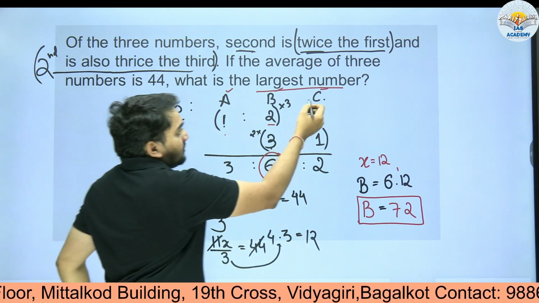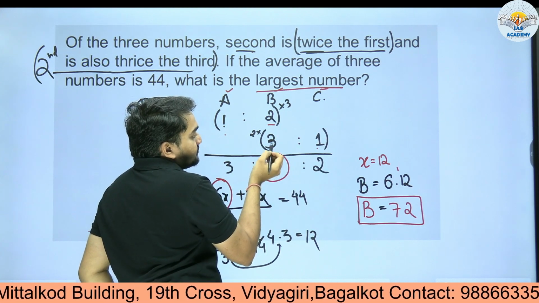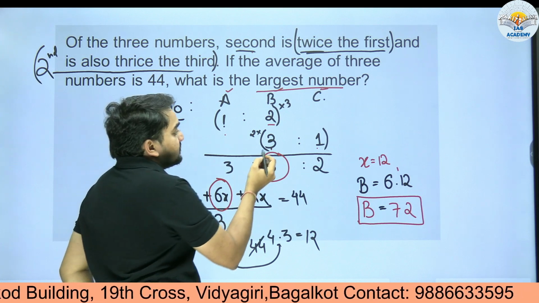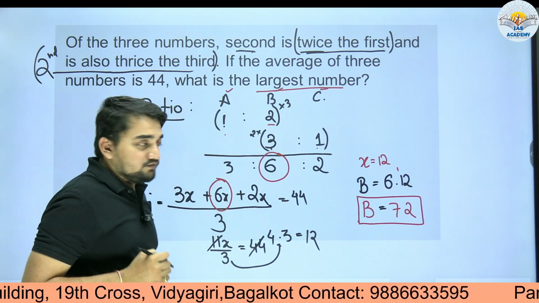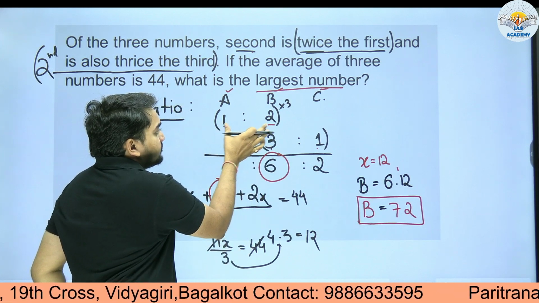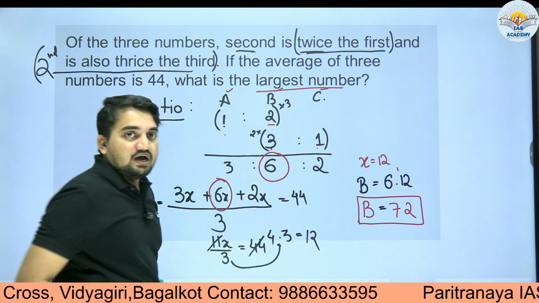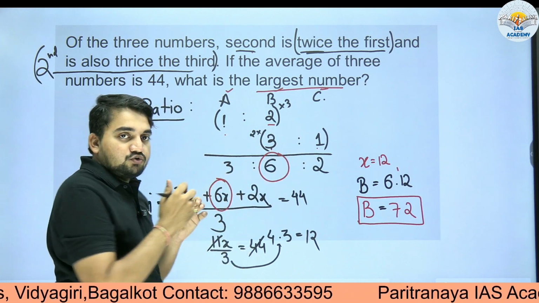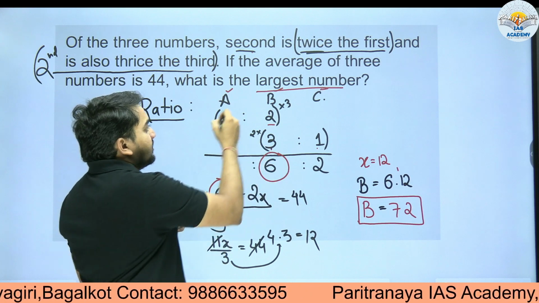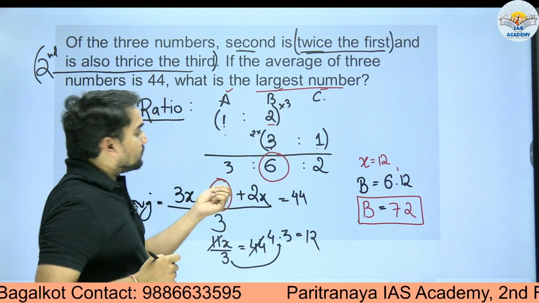So if c is 1, its thrice is how much? Thrice means into 3 is equal to 3. Fine. We have two ratios, 1:2 and 3:1. I want to make a ratio of all three, a, b, c equally. So how can I make it?